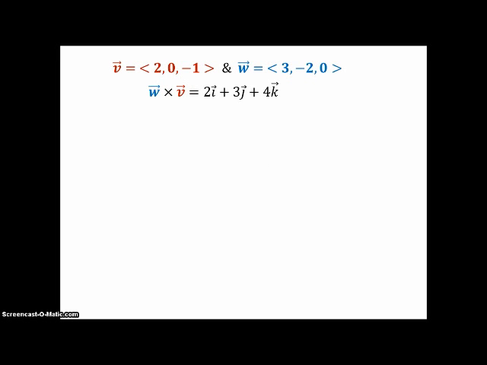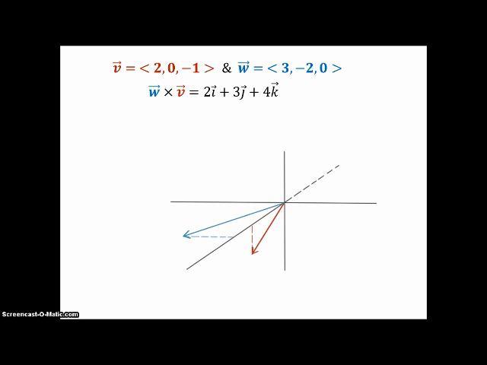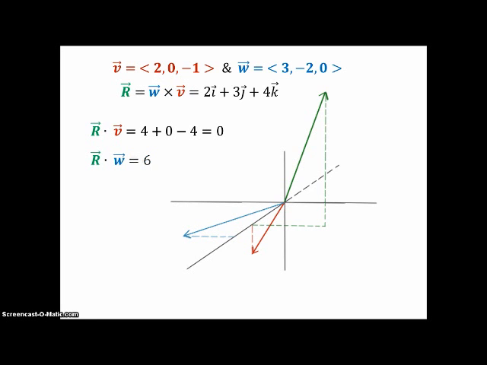All right, here's the same example again, same original vectors, and what I want to do is show you a picture of what's going on. The blue vector is w, and the red vector is v. Let's call w cross v r, okay? So there's what r looks like, pretty much to scale. Notice that if we dot r with v, we get 0. And if we dot r with w, we get 0.